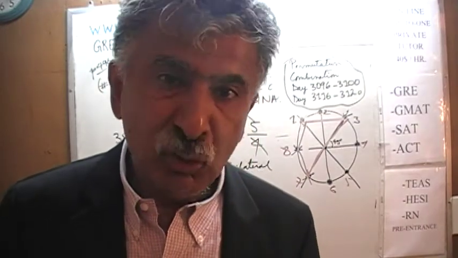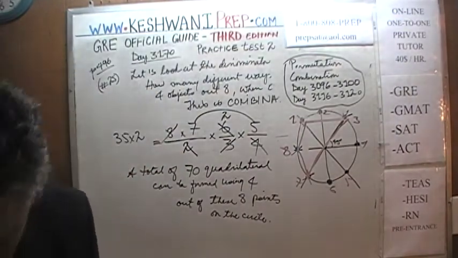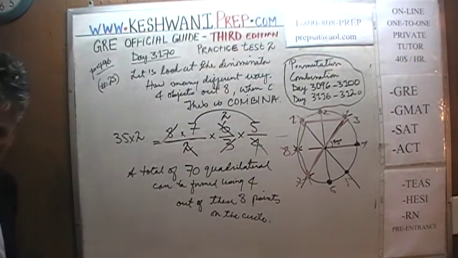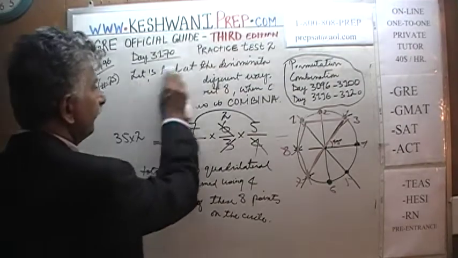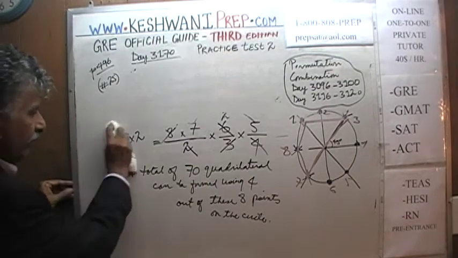Let's look at how many squares can be formed. Okay? We're done with all of this. Let's take a look at how many squares can be formed. We need the room, so I'm going to have to erase all of this. All of this is done. There are 70 of them possible.